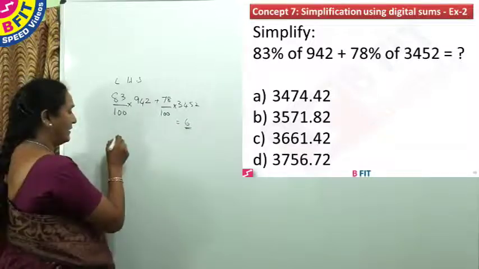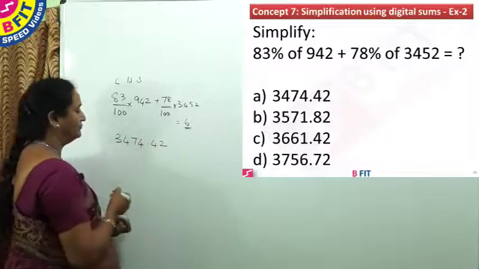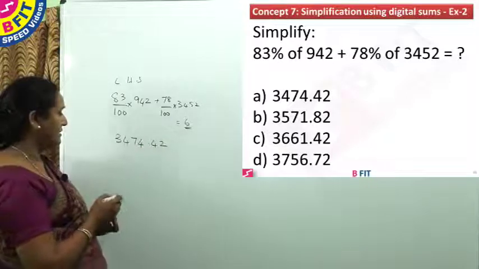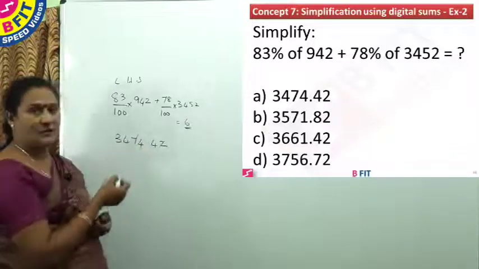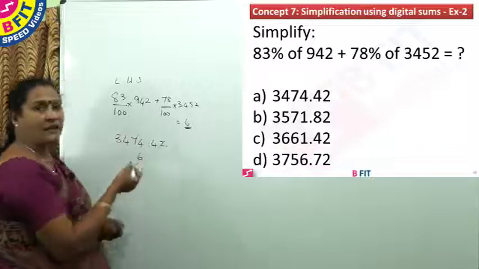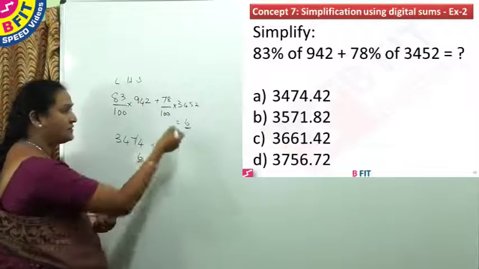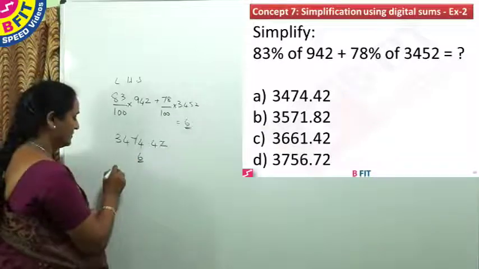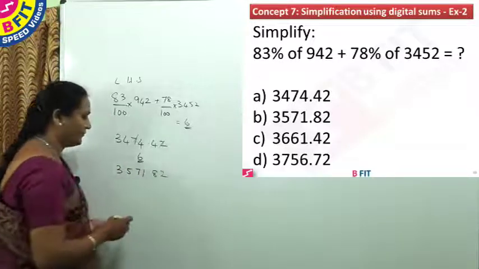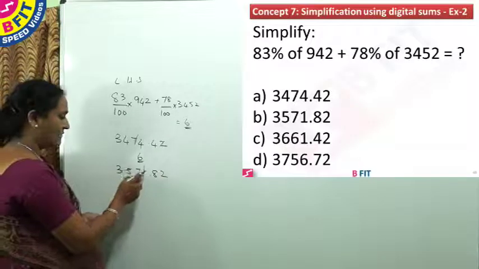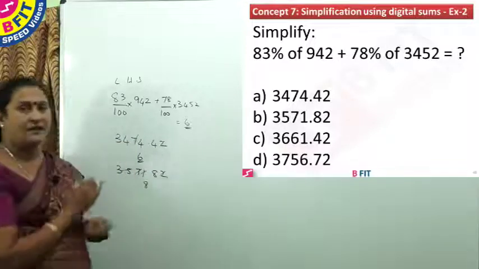So for option A, 0.42. And now what will be the digital sum? So we can leave this 7 and 2 because it is 9. So 4 plus 4 plus 4 is 12. 12 plus 3, 15. And we get the sum as 6. And we'll check for option B. So we have the same digital sum for option A. So it is 3571.82. And now 8 plus 1, 9, we can leave this. 7 plus 2 is 9, we can leave this. So digital sum is 8.